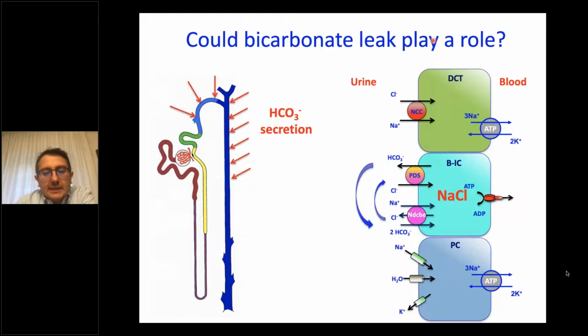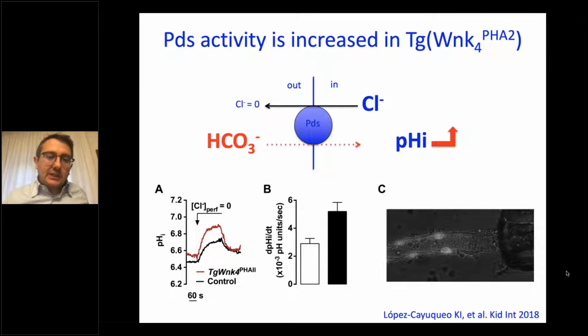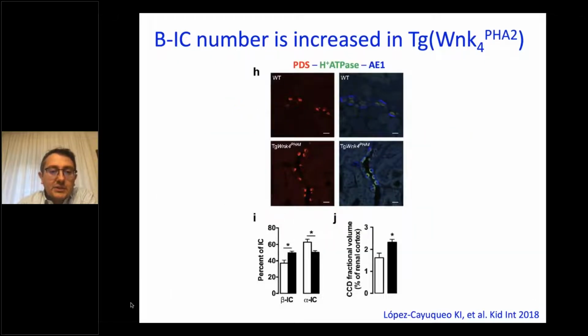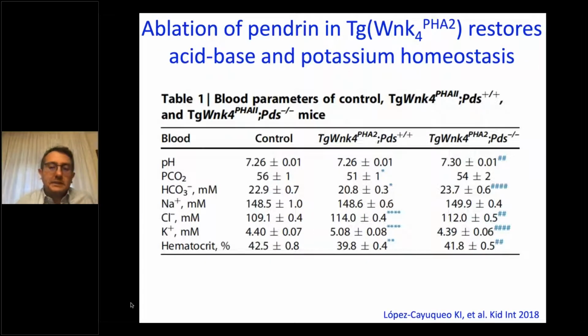To test this hypothesis, we checked, by the technique of tubule isolation, the activity of pendrin. As you can see by the red line here, the activity was increased in these mice, and also the expression of the pendrin positive cell, this B-type intercalated cell, was increased in the FHH mice, suggesting that they are regulated by WNK4.